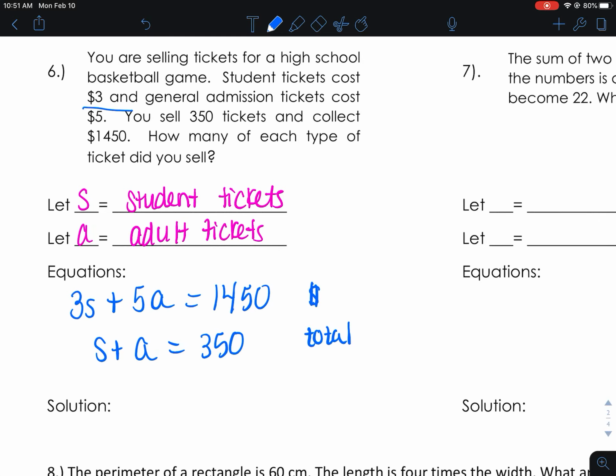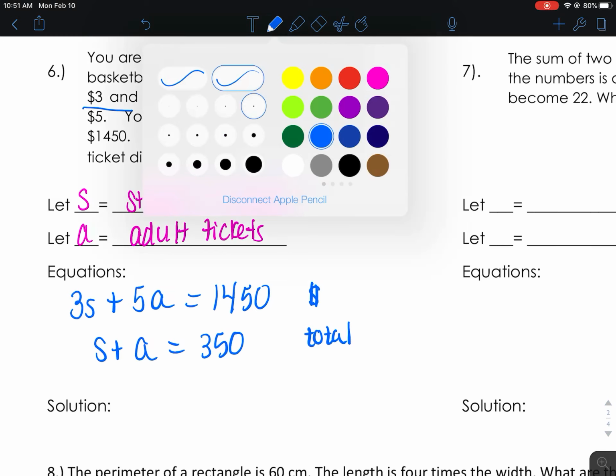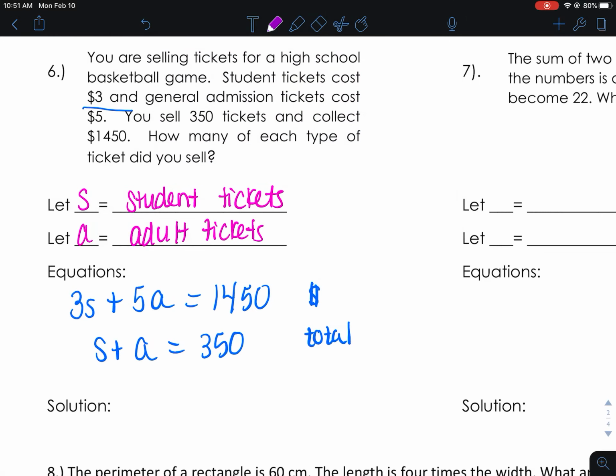Now once you're here, I'm just going to do this in substitution just to show you how it would work. So substitution, we can almost get S and A in the second equation by itself. So I'm just going to get S by itself. And then once you get that, you can plug this in for the S in the other equation.